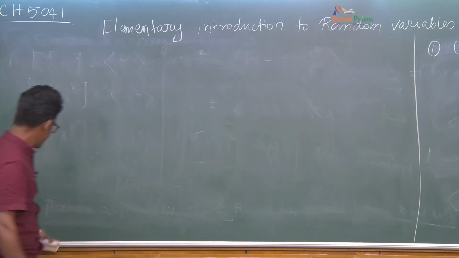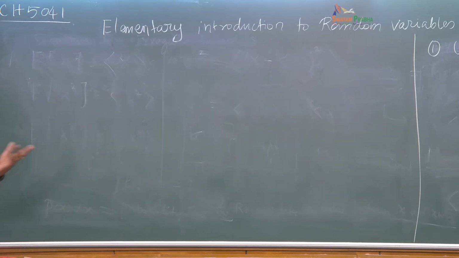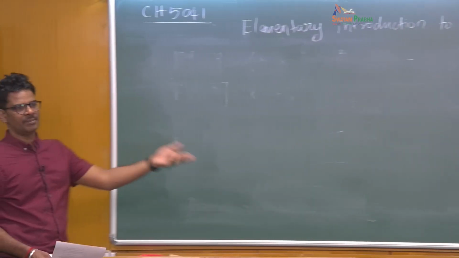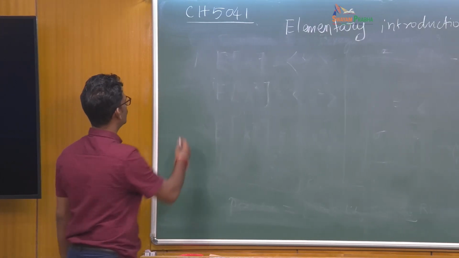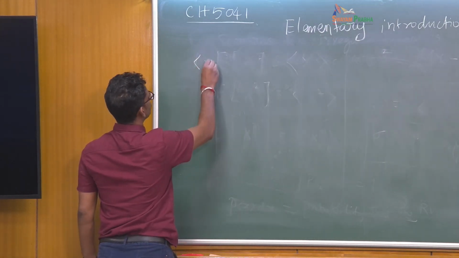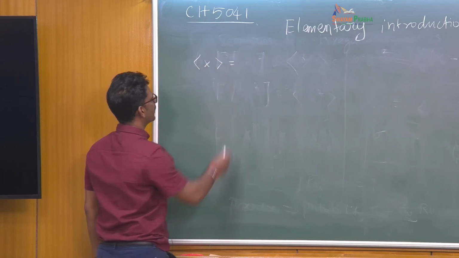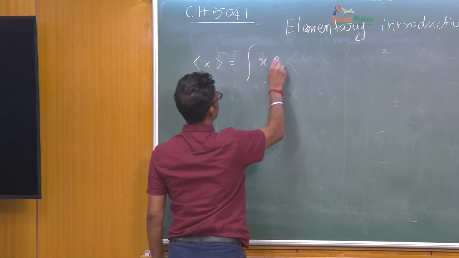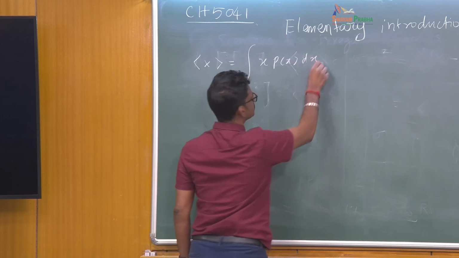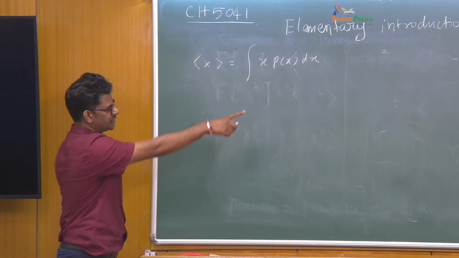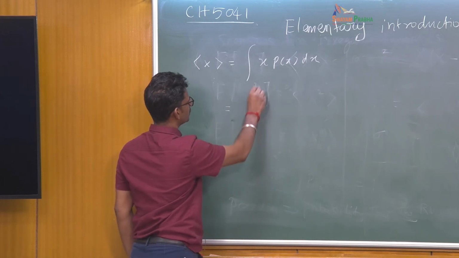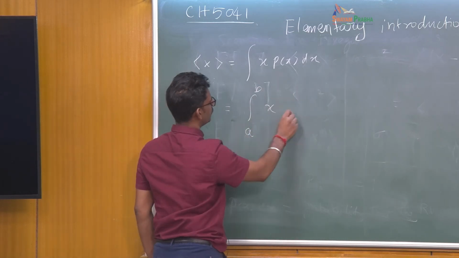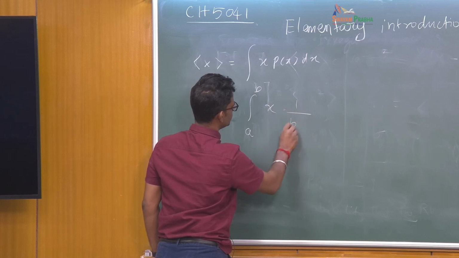For this particular random variable, let us calculate the mean, the standard deviation, variance and so on. The same approach can be applied for any other random variable we are going to discuss further. The first one is to find the mean value. Our definition is integral of x p of x dx. For this random number, the range is a to b and p of x is 1 by b minus a.